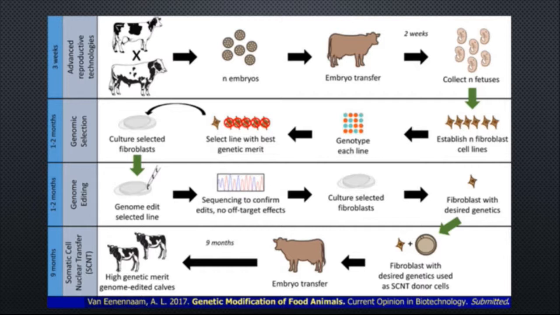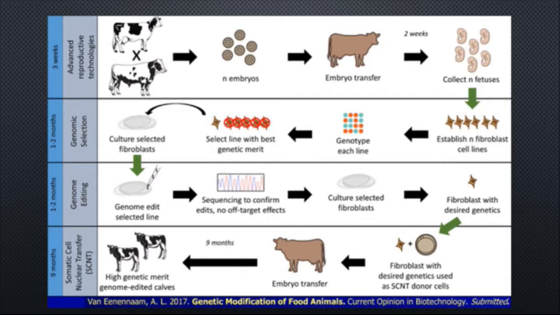They transfer the embryos and collect the fetuses, and you basically create a bunch of different cell lines. From there, you can use the genotyping technologies that we have to try and identify the cell line that has the best genetic merit. And then we'd go through a process, and we might take the best cell lines and do some editing within that cell line.